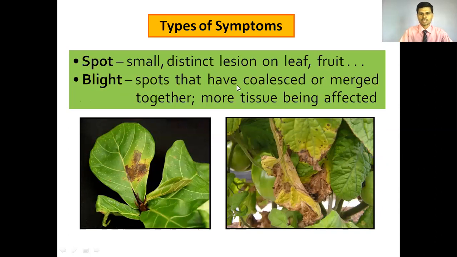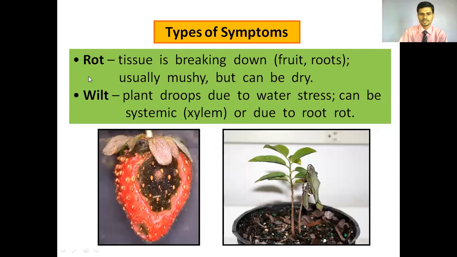Then blight. Initially, the spots were separated, but as time passes, the spots aggregate and merge together. Spots that have coalesced, come together and merged, are called blight. More tissue is affected. Due to the blight disease, more tissues of the plant are affected as compared to spot. The next type of symptom is rot.